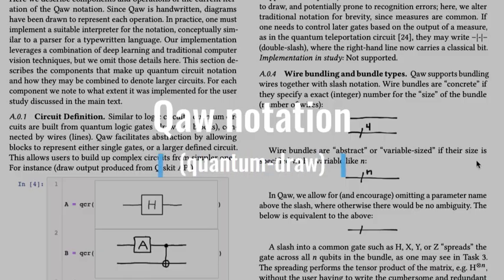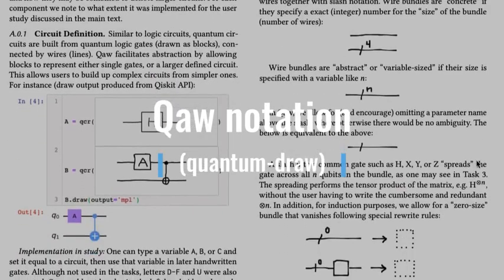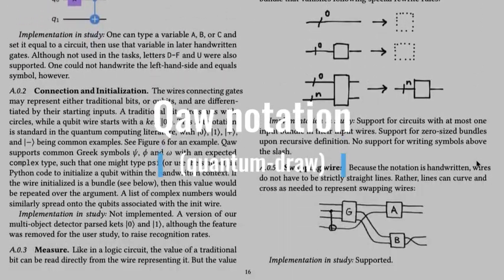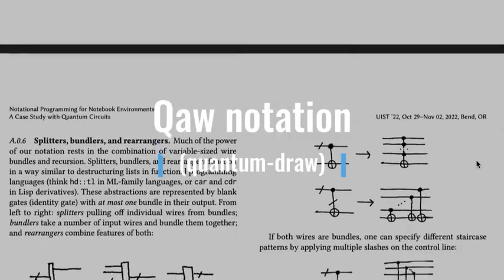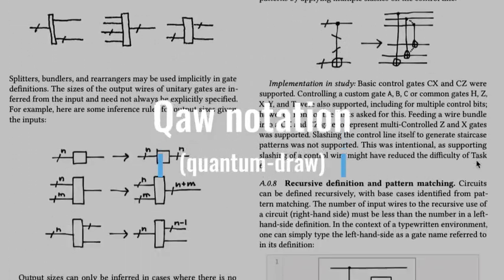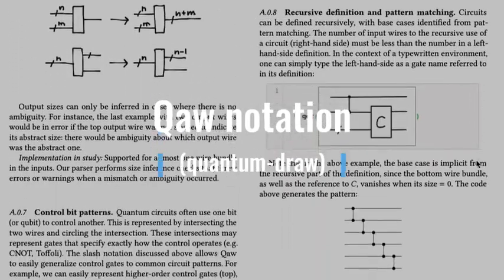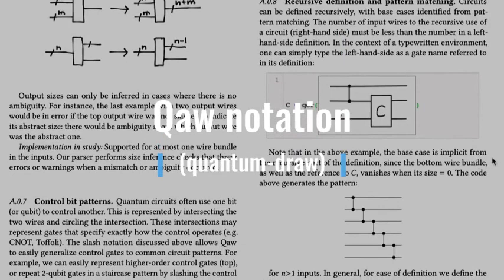To explore how users might use notational programming in a concrete domain, we introduce a notation, CAW, for writing quantum circuits. CAW introduces two major abstractions: variable-sized wire bundles and recursive definition.